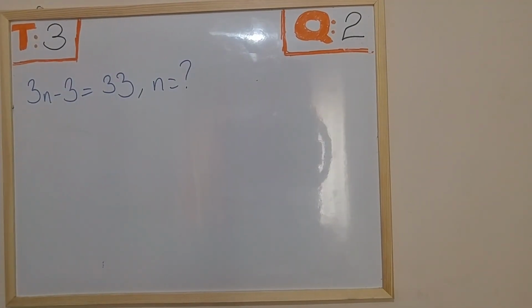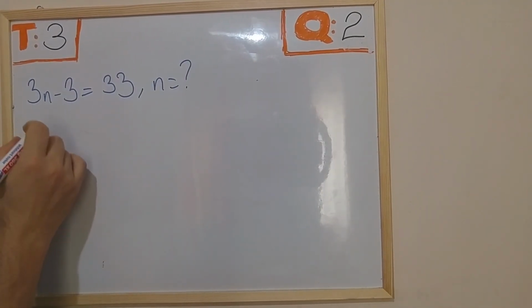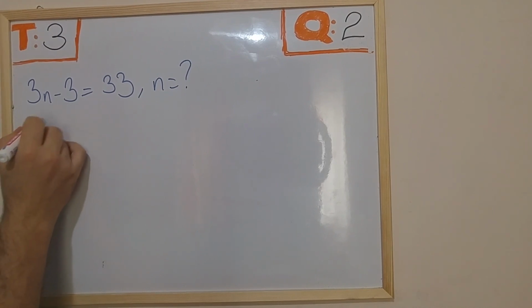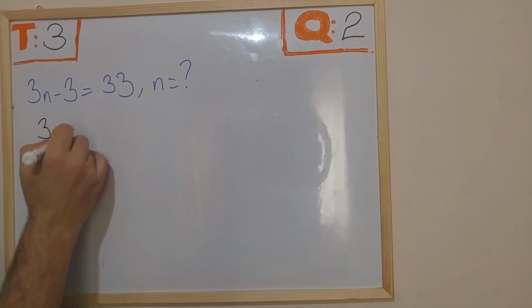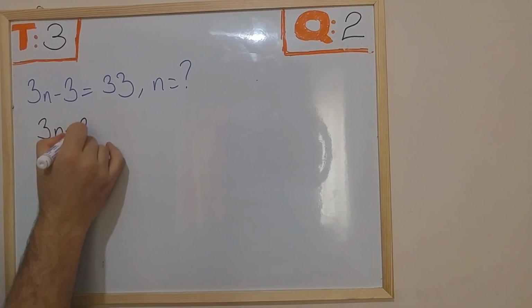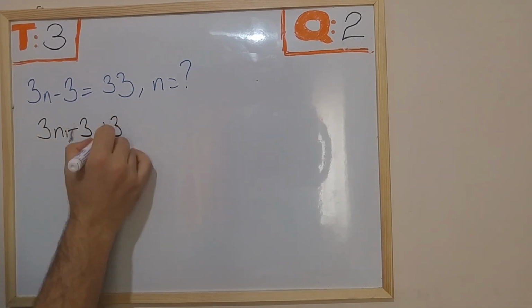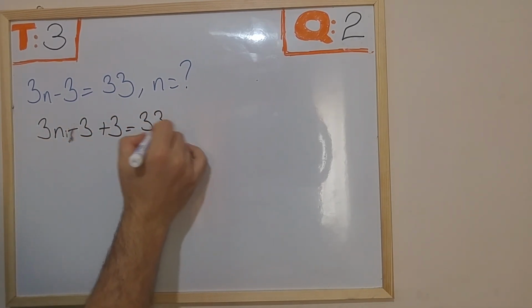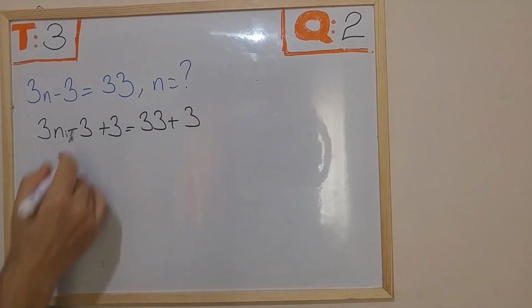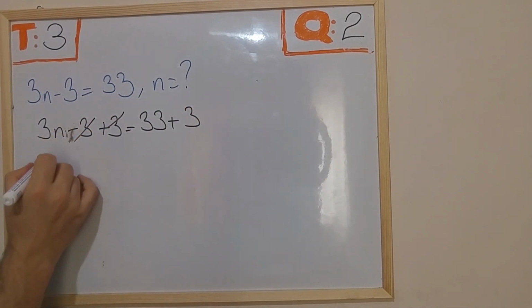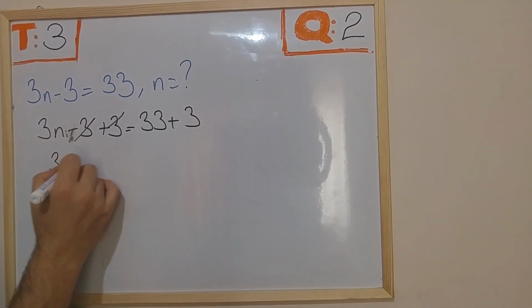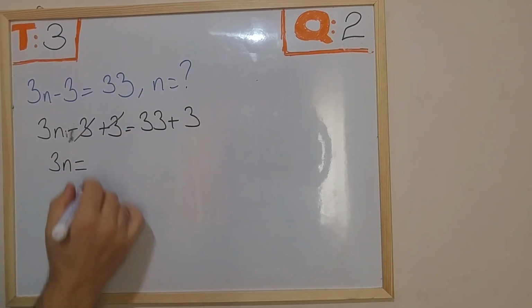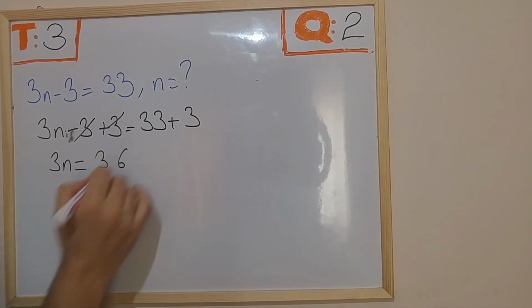3n minus 3 is equal to 33. Let's get rid of this 3. To do this, we have to add 3 to both sides, which is going to be equal to 33 plus 3, so that these 3's will cancel out and leave us with 3n, which is going to be equal to 33 plus 3 is equal to 36.